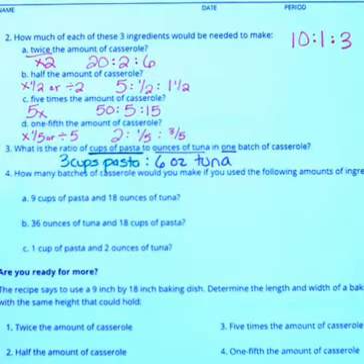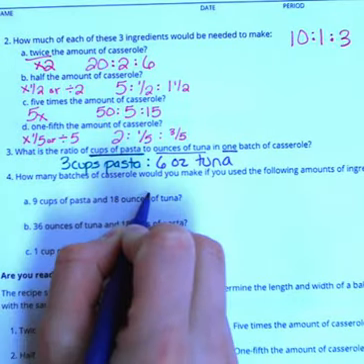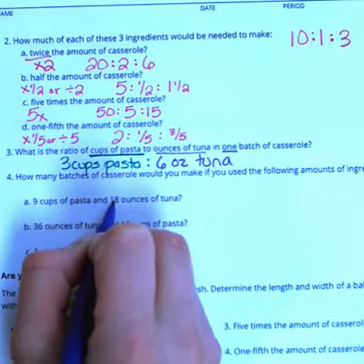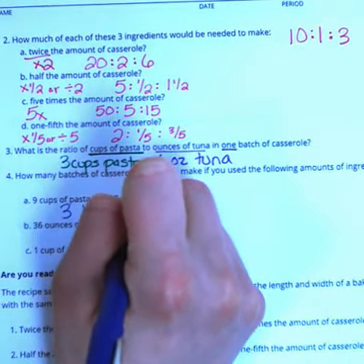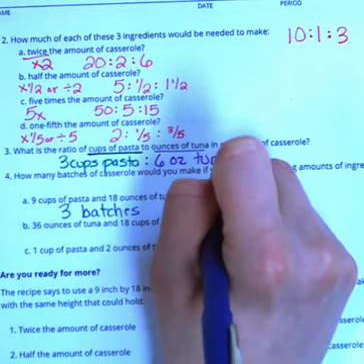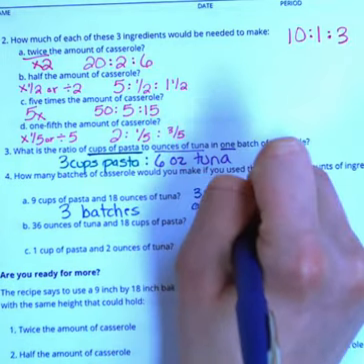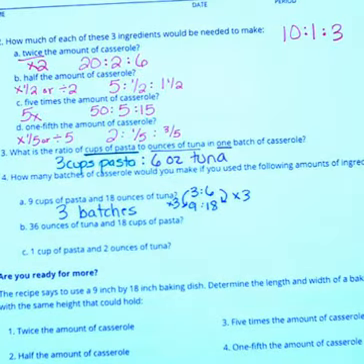So how many batches of casserole would we be able to make with the following ingredients? So now we're doing it kind of backwards. Now we have a number of ingredients, and they want to know how many batches we could possibly make. So 9 cups of pasta and 18 ounces of tuna. Well, 9 divided by 3 is 3, and 18 divided by 3 is 6. So we would be able to make 3 batches. If you think of that, our original ratio was 3 to 6, and now we have 9 to 18. Kind of like multiplying equivalent fractions times 3 on each side, so we could triple our batch.